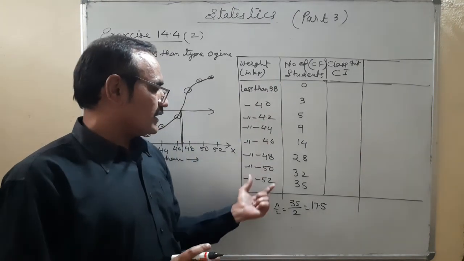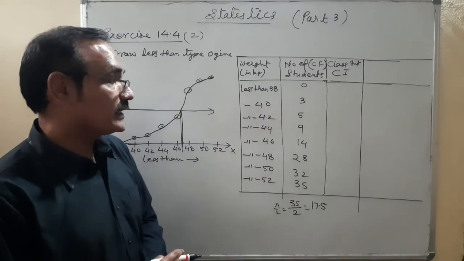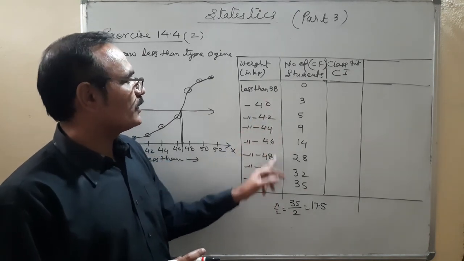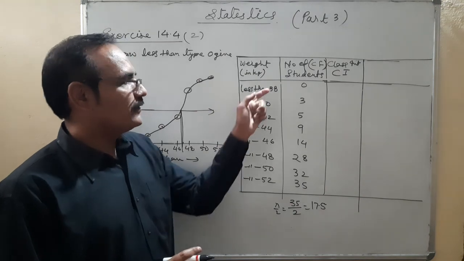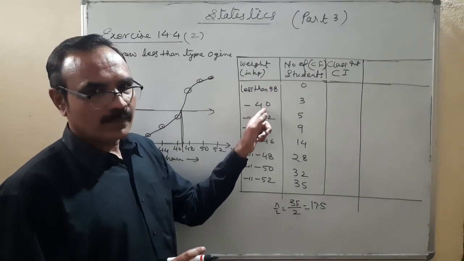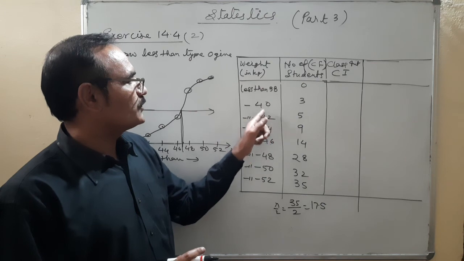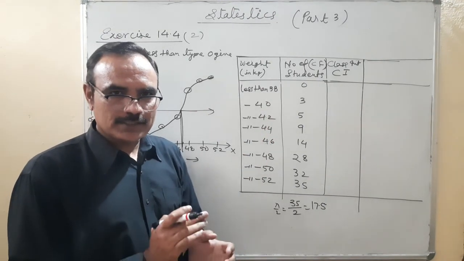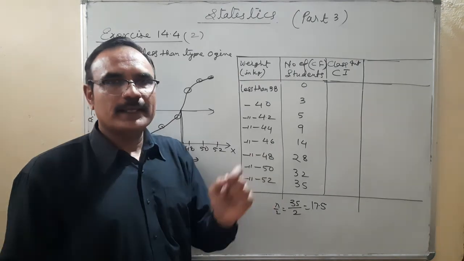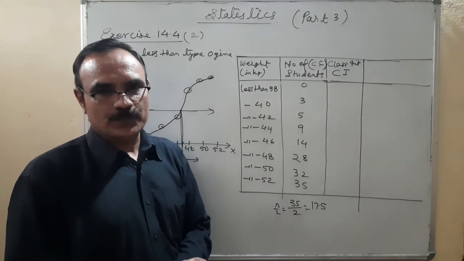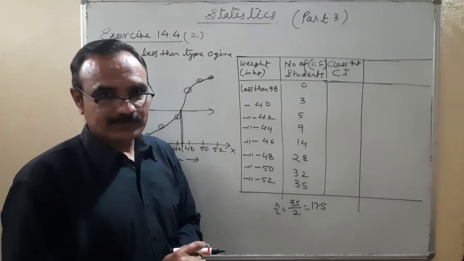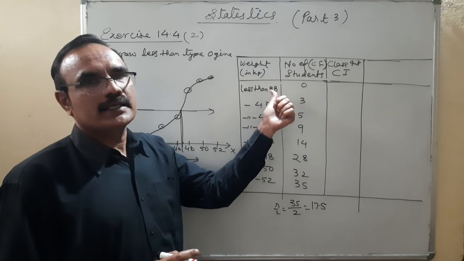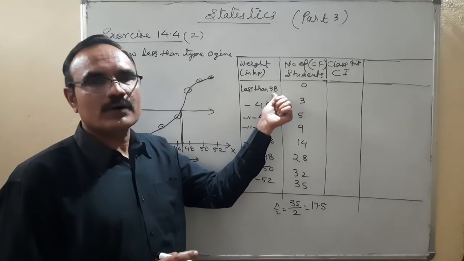We first understand the nature of this more than or less than type. You can see 38, 40, 42, 44, 46 and so on. What is the difference between them? 40 minus 38 is 2, 42 minus 40 is 2, 2, 2, 2. So the difference is 2. That means the size of the class interval is 2. Right. Where should I start from? Less than 38, that means we will not start from 38.